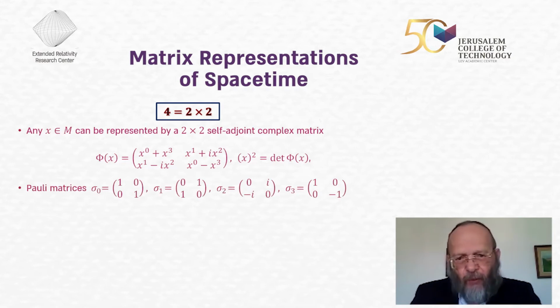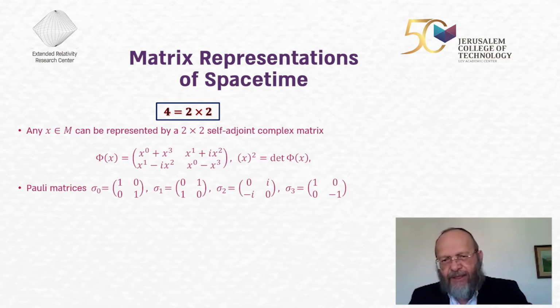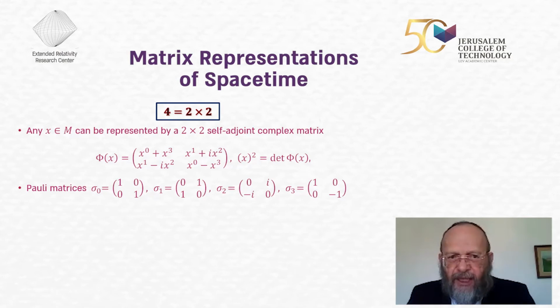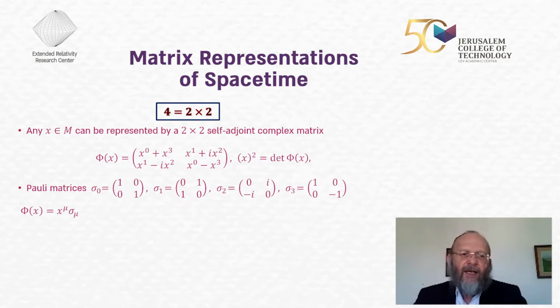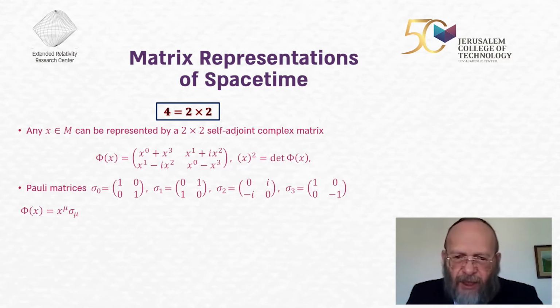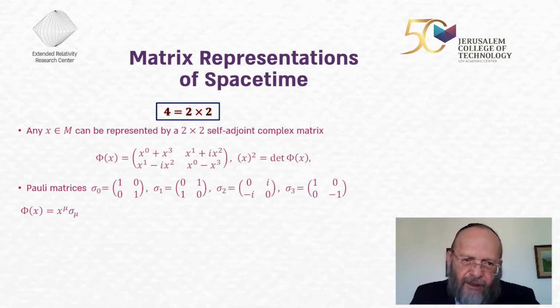Now, to work with them, it's easier to use Pauli matrices. The Pauli matrices are the matrices next to each coefficient. For instance, next to x0 is the identity matrix, that's sigma 0. Next to x1 is this matrix, next to x2 is this matrix, and next to x3 is the matrix with 1 and minus 1. Those matrices were introduced by Pauli in quantum mechanics, and so we can express everything through them.